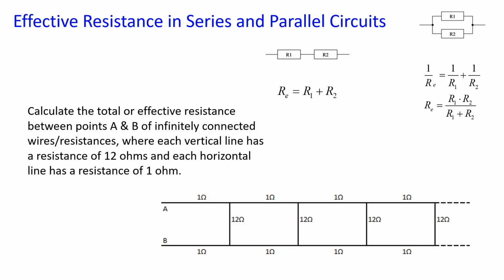That being said, now let's think how we can calculate the effective resistance of this infinite series of resistances. Here we have various resistances arranged in a combination of vertical and horizontal. Each vertical resistance is 12 ohms and each individual horizontal resistance is 1 ohm.